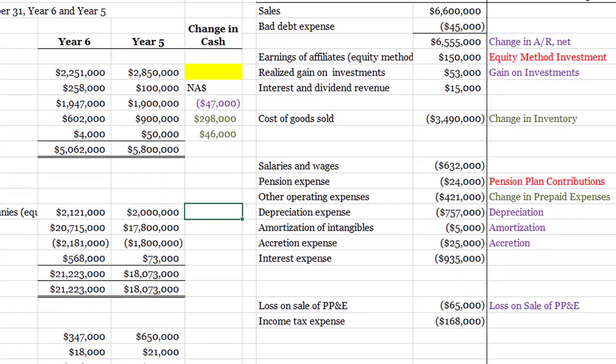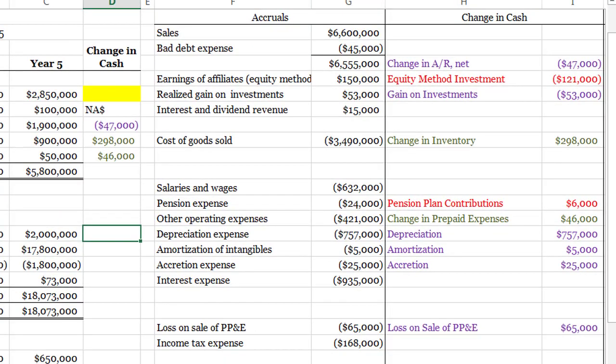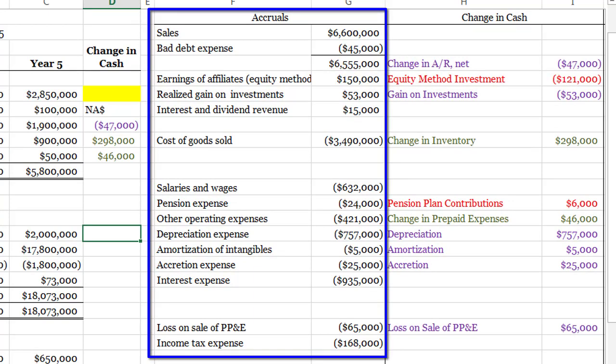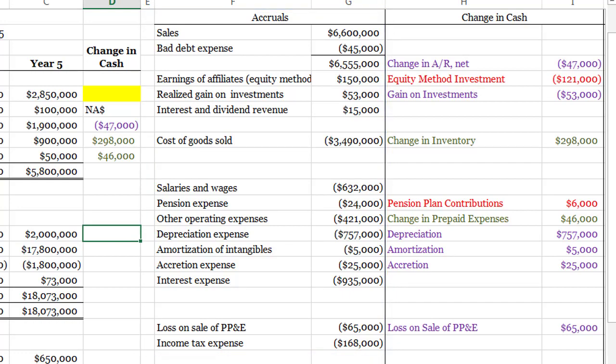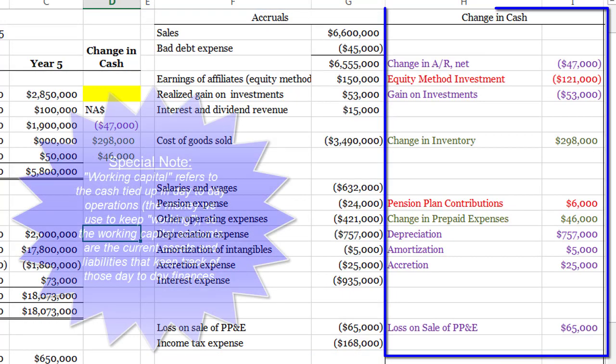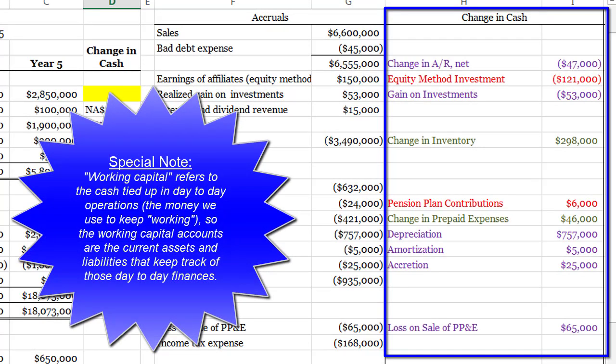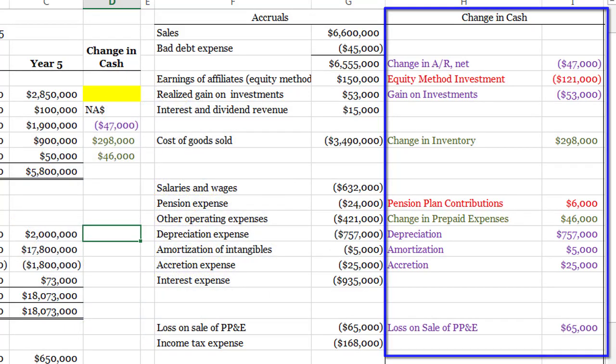Most of what we're looking for is in this cash flow from operations worksheet. The difference between what our accruals say we spent for the period or earned for the period and what we actually paid out or received in cash. And we use those working capital accounts, that's the current assets and current liabilities, to help us make those reconciliations between what we actually spent and what we show as expenses and revenues.